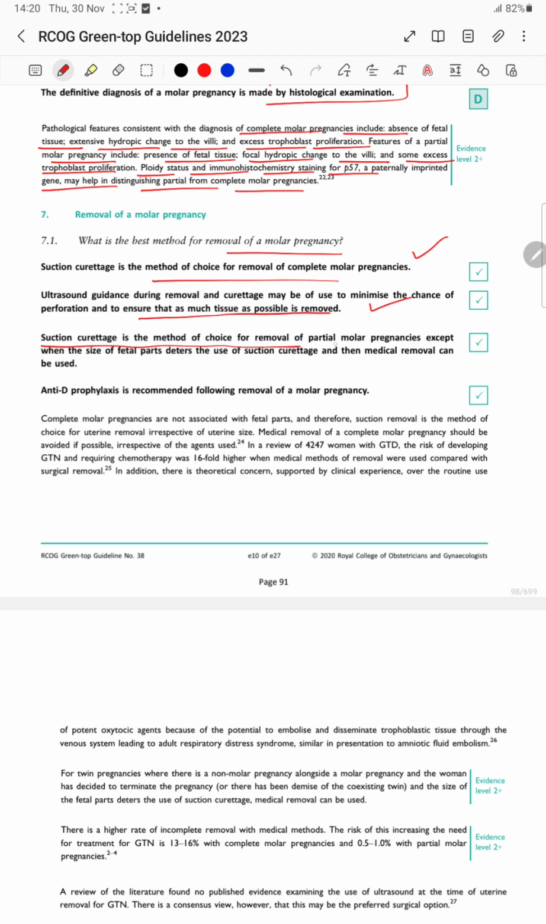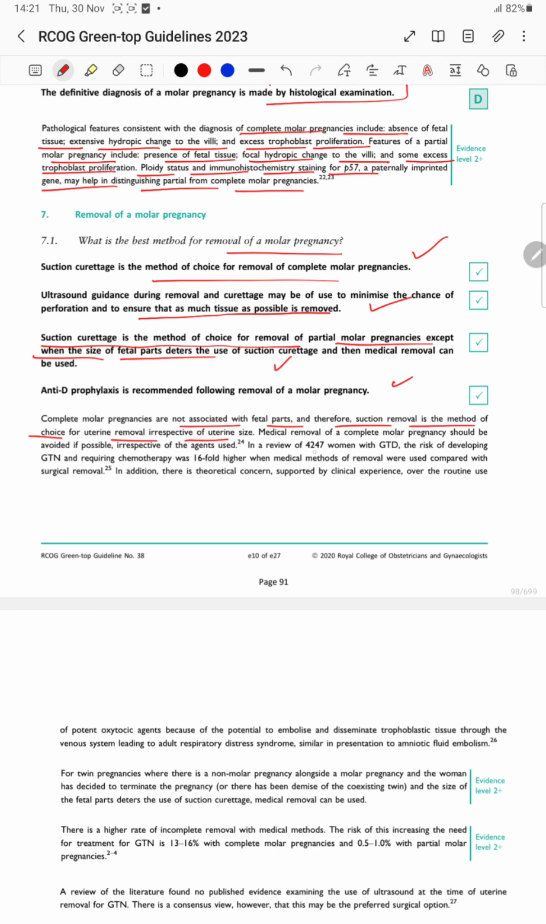Suction curettage is also the method of choice for the removal of partial molar pregnancies, except when the size of the fetal parts deters its use, in which case medical removal can be used. Anti-D prophylaxis is recommended following the removal of a molar pregnancy. Complete molar pregnancies are not associated with fetal parts, and therefore suction removal is the method of choice irrespective of uterine size. Medical removal of a complete molar pregnancy should be avoided if possible, irrespective of the agent used.